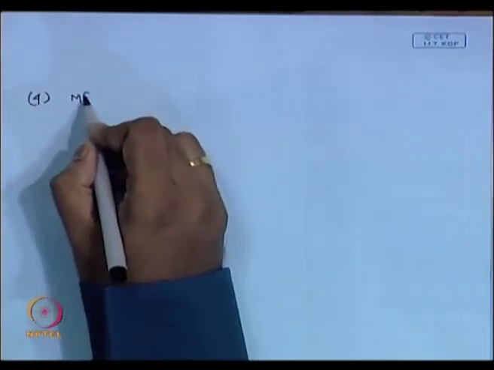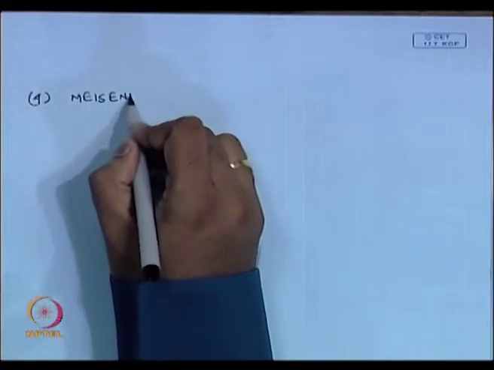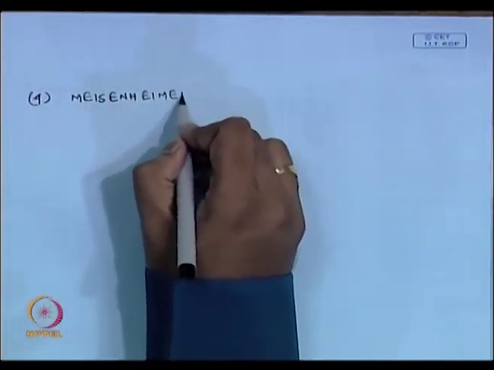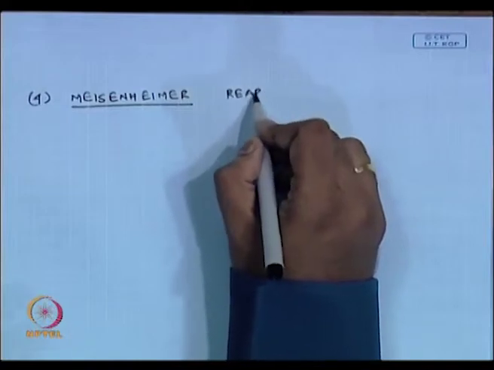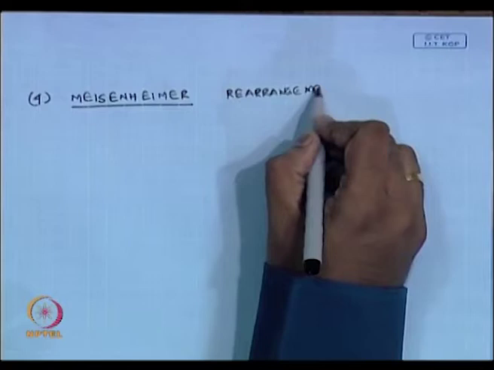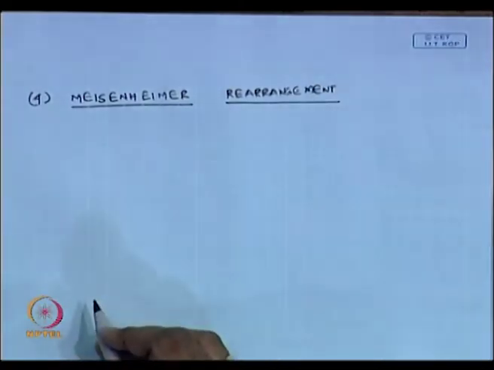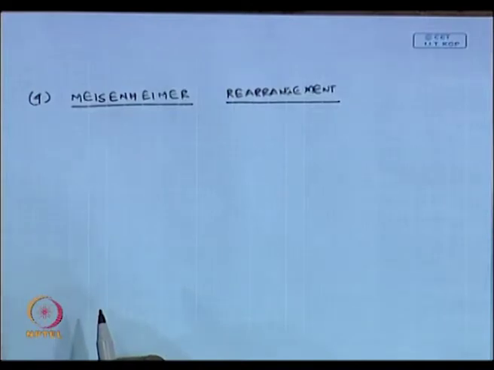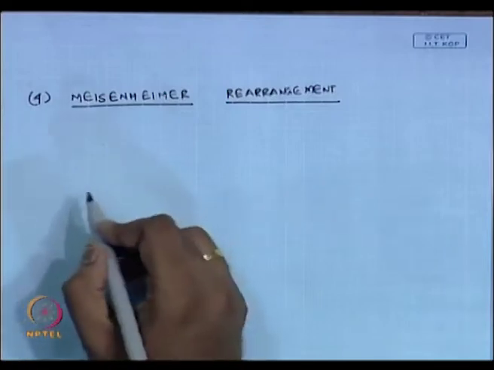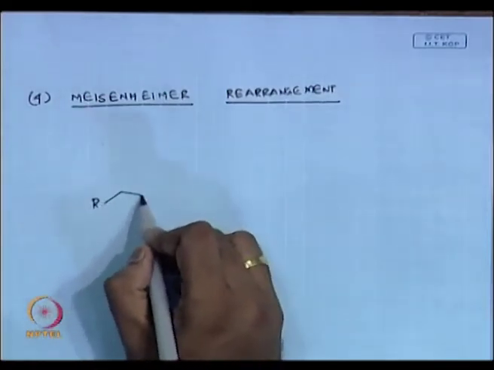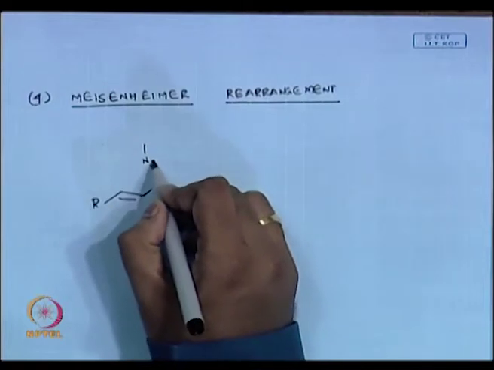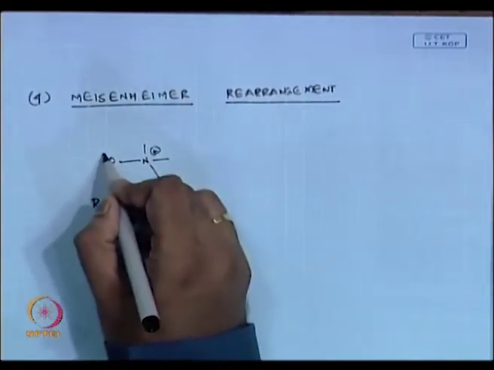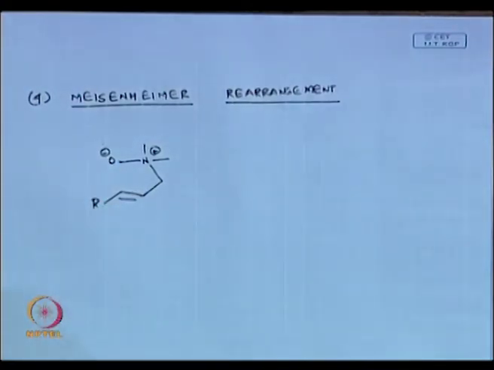And another is your Meisenheimer rearrangement. You have studied this, right? Remember at least the Meisenheimer rearrangement. What is that? It's again an allylic one, but in this case you take N oxides. Even with S oxides you can do it.